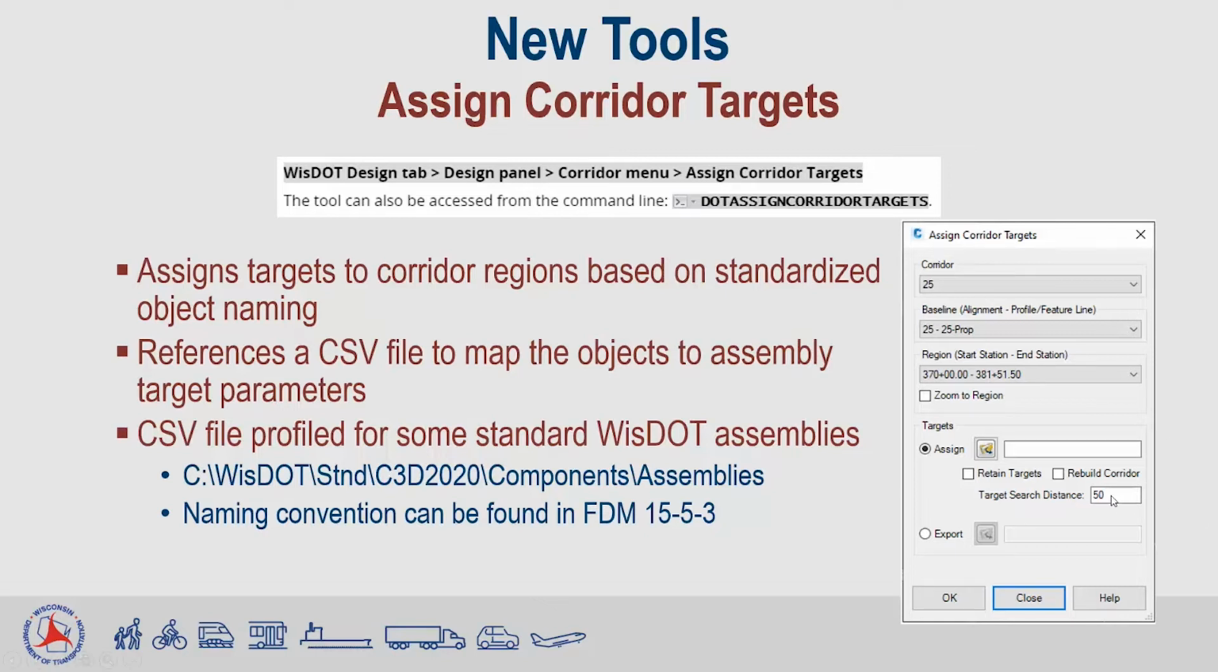And then we give you a global target search distance. I showed you that column in the CSV file where you could set a search distance for each individual target. This is a global value. So maybe you want that to be the same for everything. You set it here. Maybe for just a few things you want it to be less than that. Then you'd set that in the CSV file.